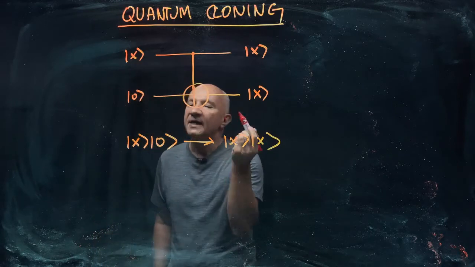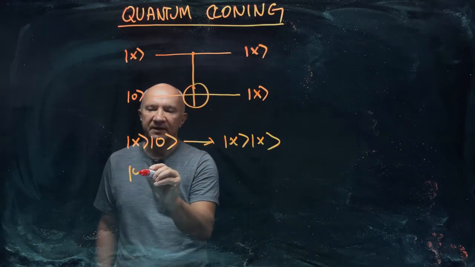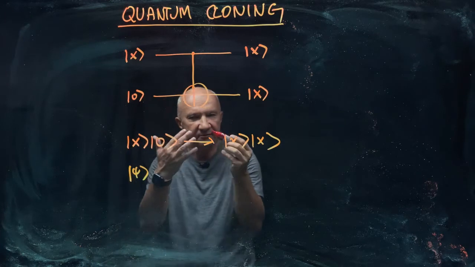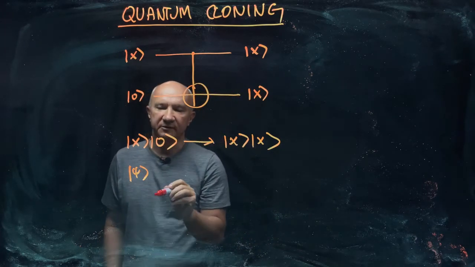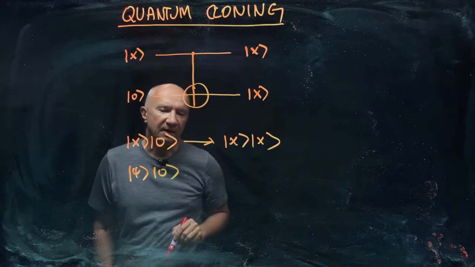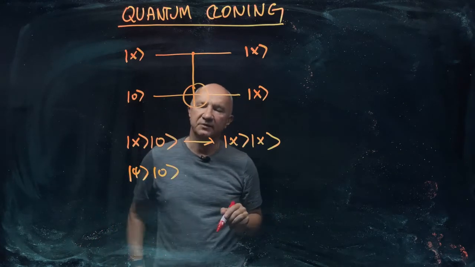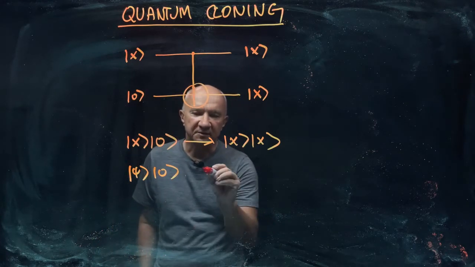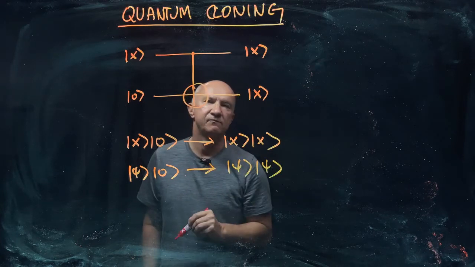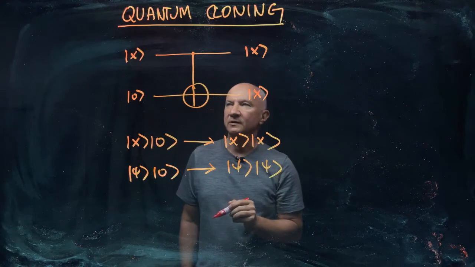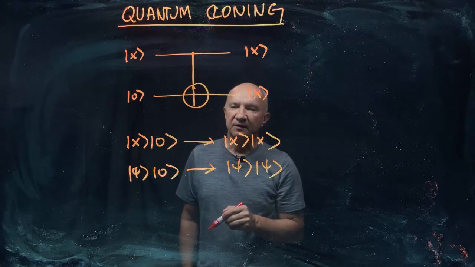Can I do it for any state whatsoever? If I have a state psi, which is not necessarily my basis state but some state of a qubit, and I just place my second qubit in state 0, do I get psi tensor psi? Well, let's take a look. Do we have a cloner or not?